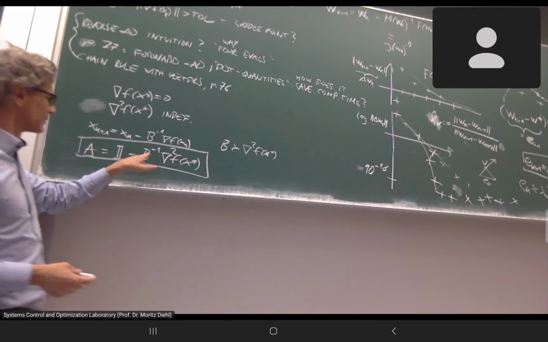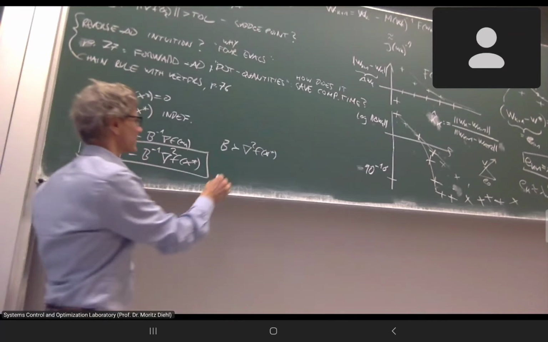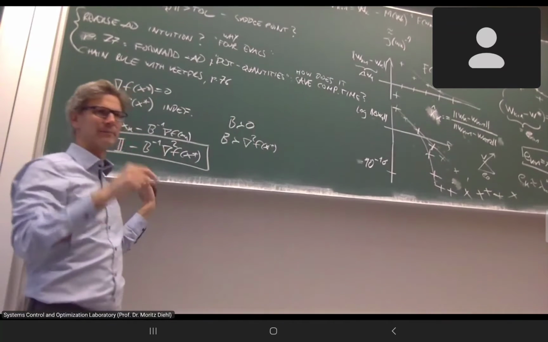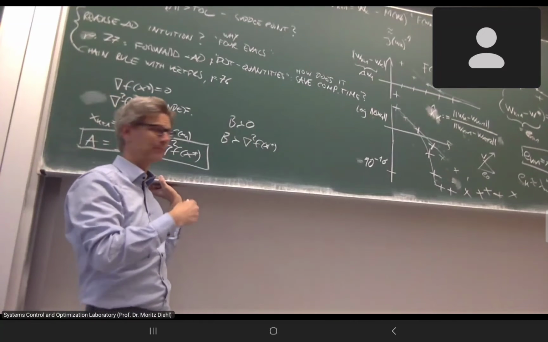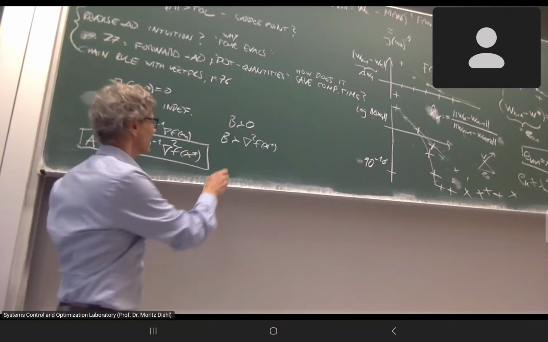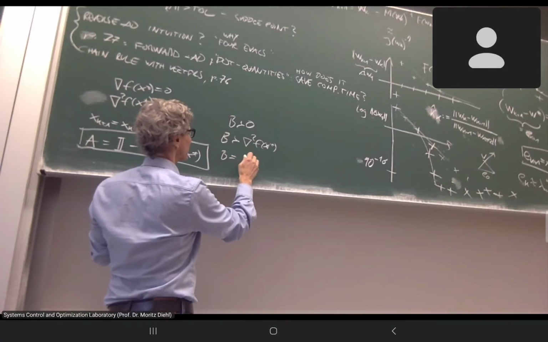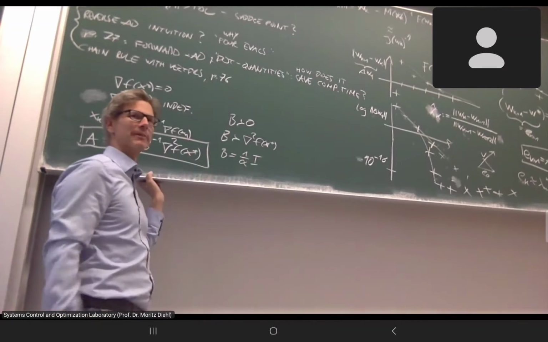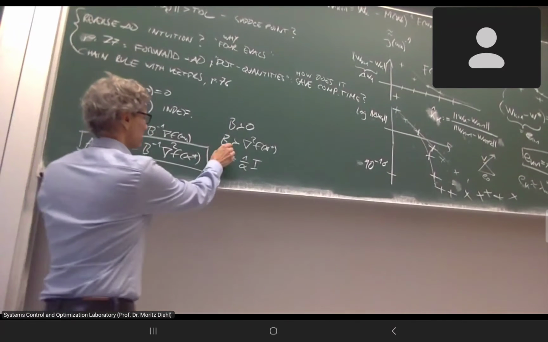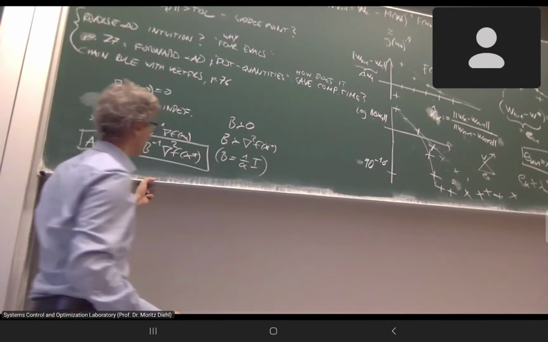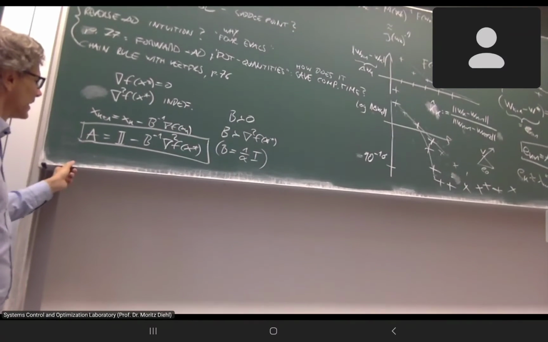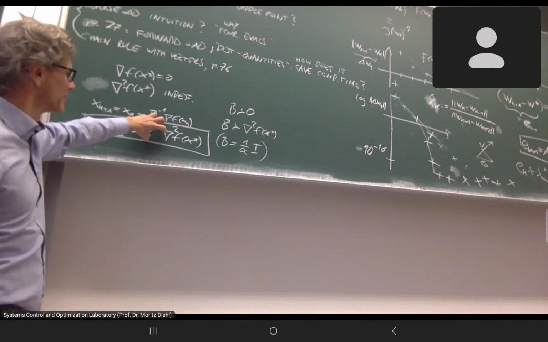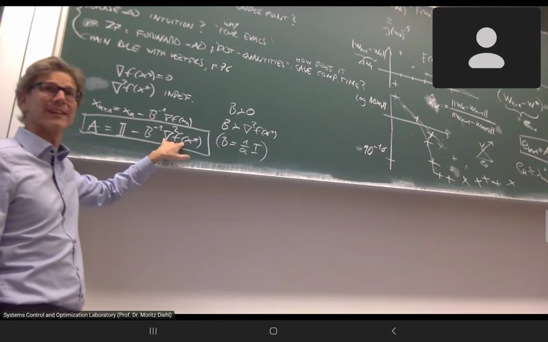And now comes the point. B is positive definite, and you would always choose it positive definite. The simplest would be B equal to 1 over alpha times the identity, where alpha is a step size, a very small alpha. But what happens here? I have a unit matrix, a minus sign, and something which has both positive and negative eigenvalues.